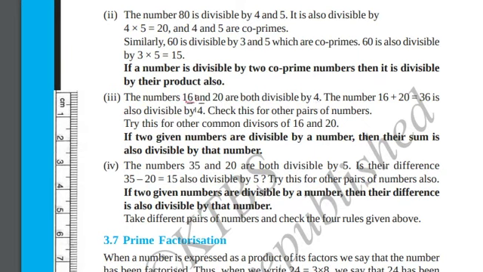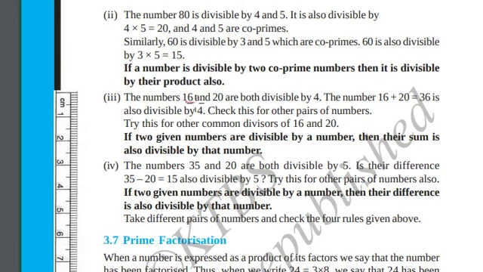12 is 2 times 6, and 6 is 2 times 3, so we get 2 times 2 times 2 times 3. Finally, we are left with the prime numbers. This is one way of factorization of 24.